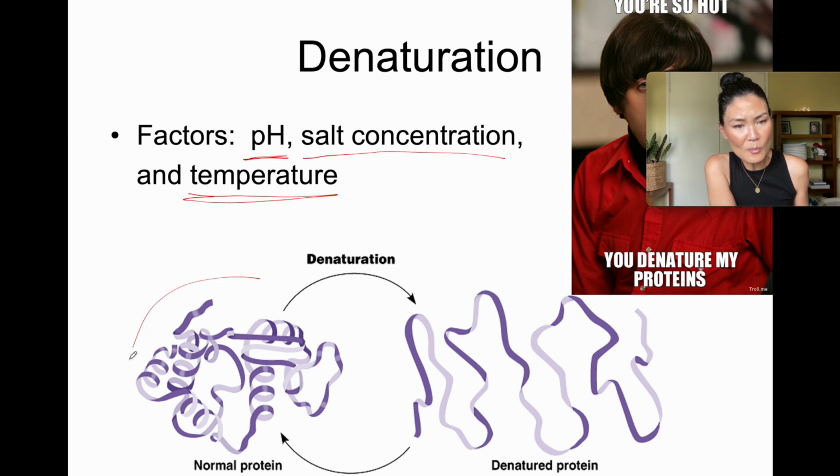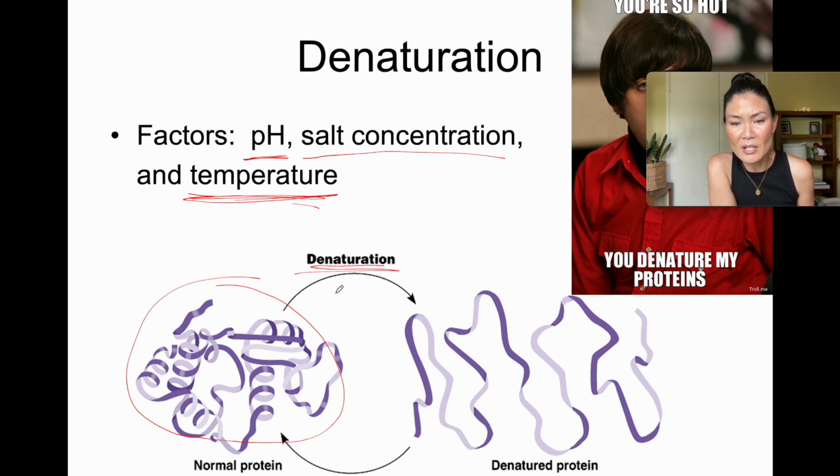But if this is the normal protein, right? And by the way, what level of protein structure is this? Is this primary, secondary, tertiary, or quaternary? I hope you said tertiary, because I can see coils, right, folded upon itself. I don't see more than one, I just see one. So this is tertiary structure of protein. If you heat up this protein, if you change the temperature, it's going to break those hydrogen bonds. It's going to break those ionic bonds, okay? It's going to lose its shape.